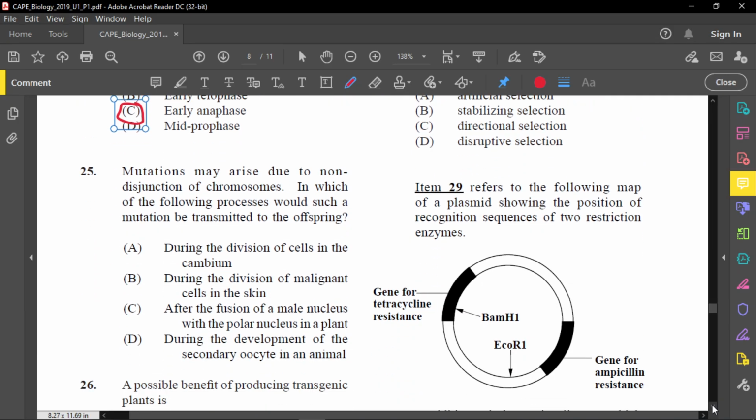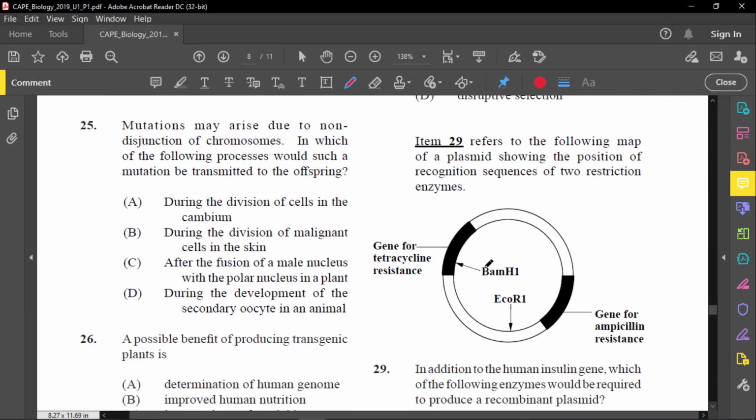Now, question number 25. I really need to speed this up because of time. Mutation may arise due to non-disjunction of chromosomes. In which of the following processes would such a mutation be transmitted to the offspring? Firstly, what do we mean by non-disjunction of chromosomes? Non-disjunction refers to the failure of the chromosomes to separate. So please make a note of that. It is the failure of the chromosomes to separate.